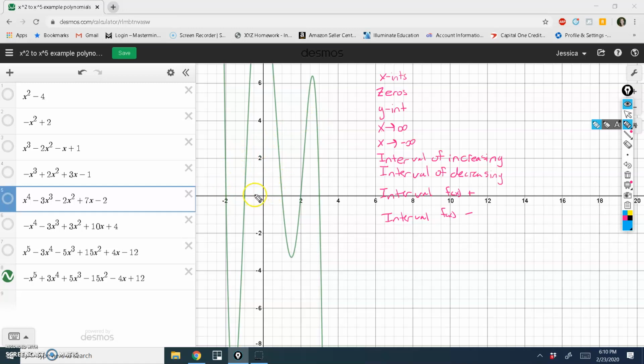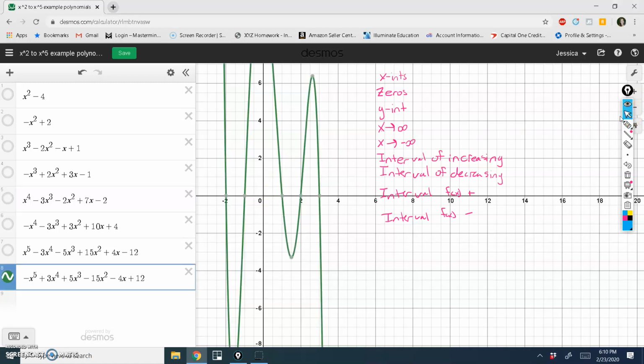This is not going to be all the time, but notice that we have 1, 2, 3, 4, 5 x-intercepts, and this is something to the fifth power. Again, this is going to come into play later. To the fifth power, 5 x-intercepts. Okay, I'm not going to write the x-intercepts down because we know what those are.